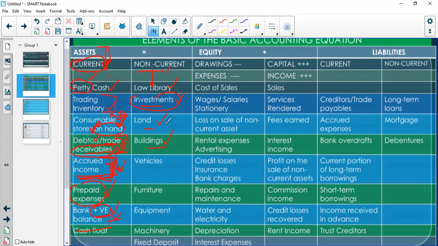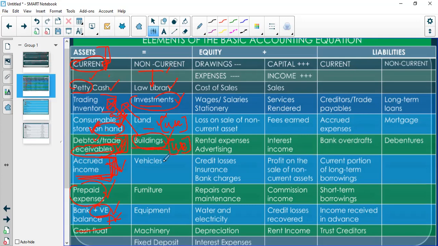Now, this land is land for use. Did you know that? Because if we hold land for sale, and that's our business, it's going to be trading inventory. But if we want to use it, then it becomes a non-current asset. But if we are a construction company or real estate developer, there are buildings that we build and then sell to people. They're never going to be called buildings. They're going to be called inventory because we build them with a specific intention of selling.